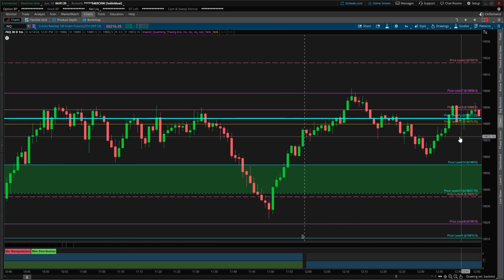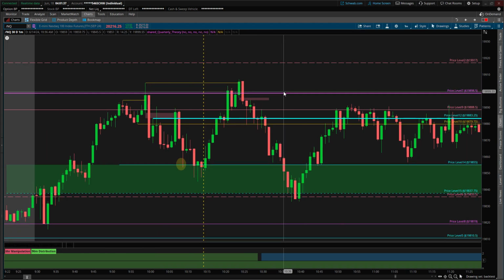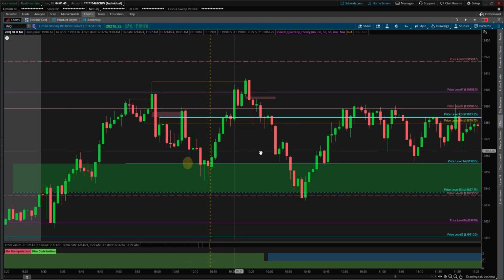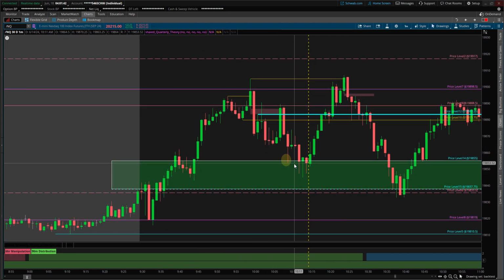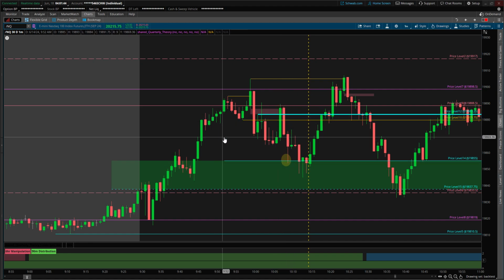and we kind of just chopped the rest of the day. But the second entry offered first target and second target, whereas where I entered at, we only got first target and then got stopped at break even. And it is what it is.